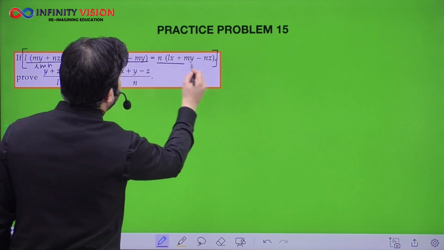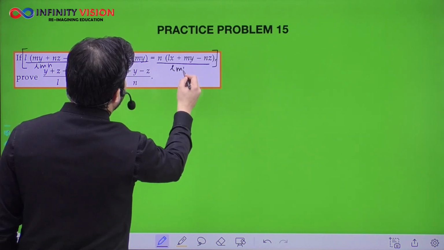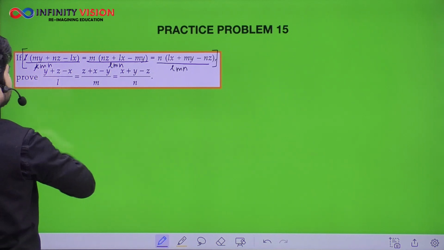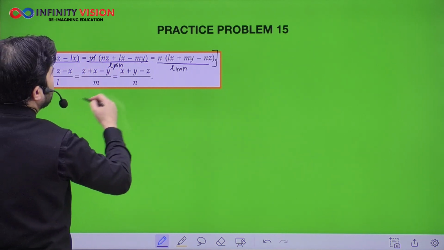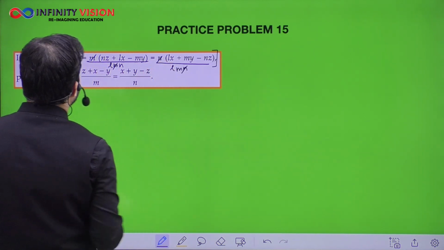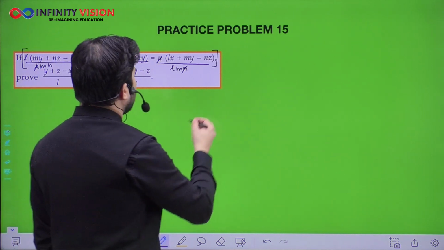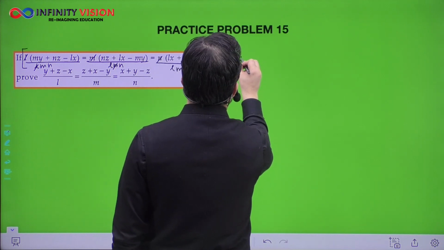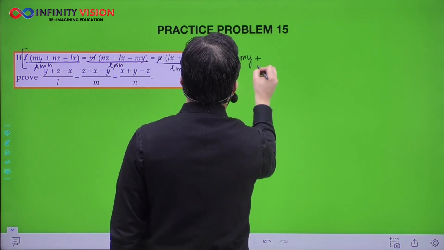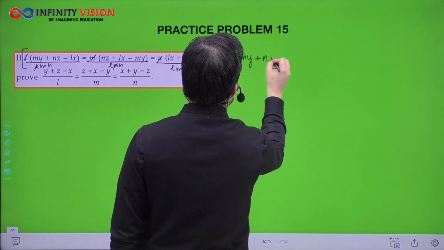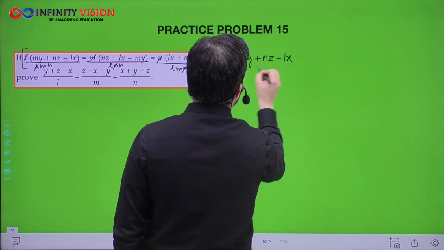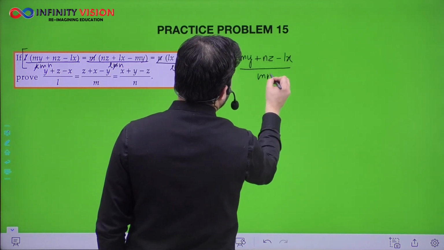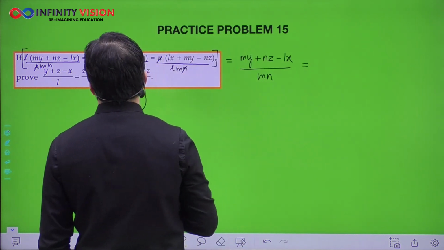So I just divided everything by LMN. You would notice that L will cancel this L, M would cancel this M, and N would cancel this N. So the new ratio which you got, which is also equivalent, is equal to (My + Nz - Lx) upon Mn.